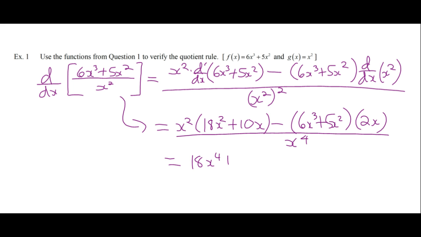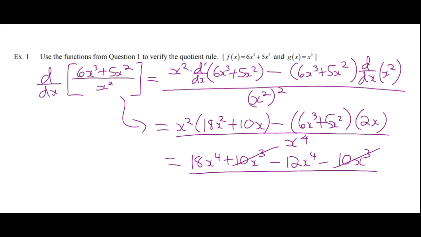Okay, what do we got? 18x to the 4th plus 10x cubed minus 12x to the 4th minus 10x cubed over 6x to the 4th, which is equal to 6, which now agrees with our corrected answer. Okay, so we good with that? Look, it works. Probably a proof in your book somewhere, I don't know.